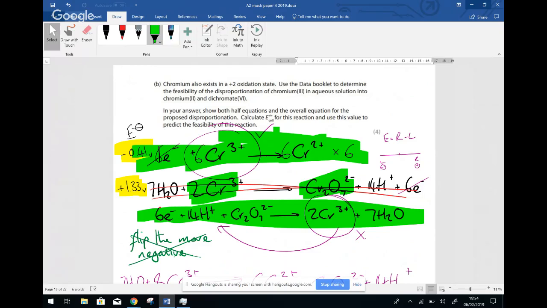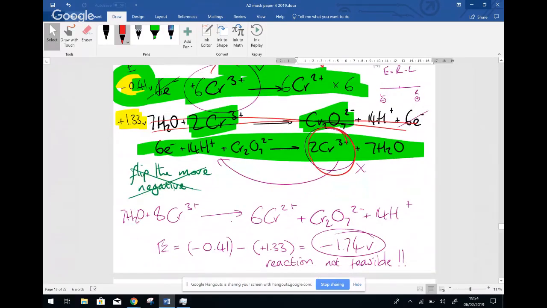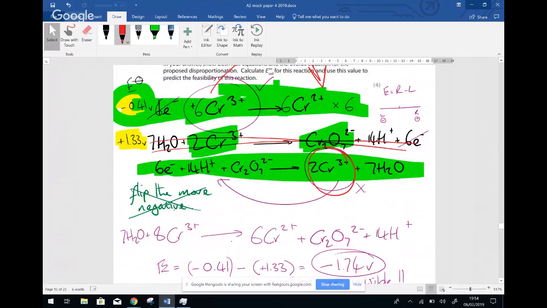The rule is flip the more negative, and that's that guy. And if you flip that over, you notice that both chromium 3s are on the wrong side. The chromium 3 will end up over here, and the chromium 3 on this will be over there as well. What that means is this reaction will not be feasible. However, they're going to want me to explain it using E values. So what I then said is, well, hang on a minute. Let's just write down the equation. Let's combine the equations as if it did happen.